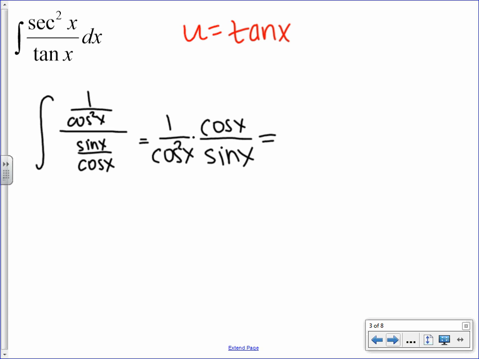We'll try that again. It'd be cosine over cosine, or 1 over cosine. Which would be secant cosecant.